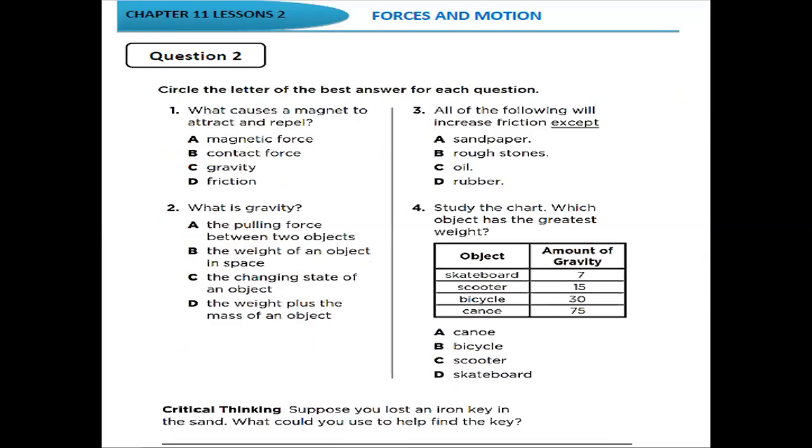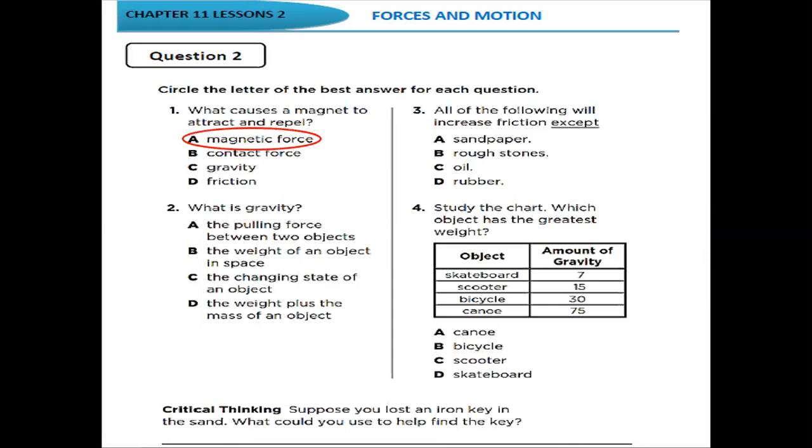Okay, here comes a page in your resource pack, and we will be able to solve it. It's page 20. In question 2, we are going to circle the best answer. Number 1, what causes a magnet to attract and repel? Is it the magnetic force, or the contact force, or the gravity, or the friction? Yes, it is the magnetic force.